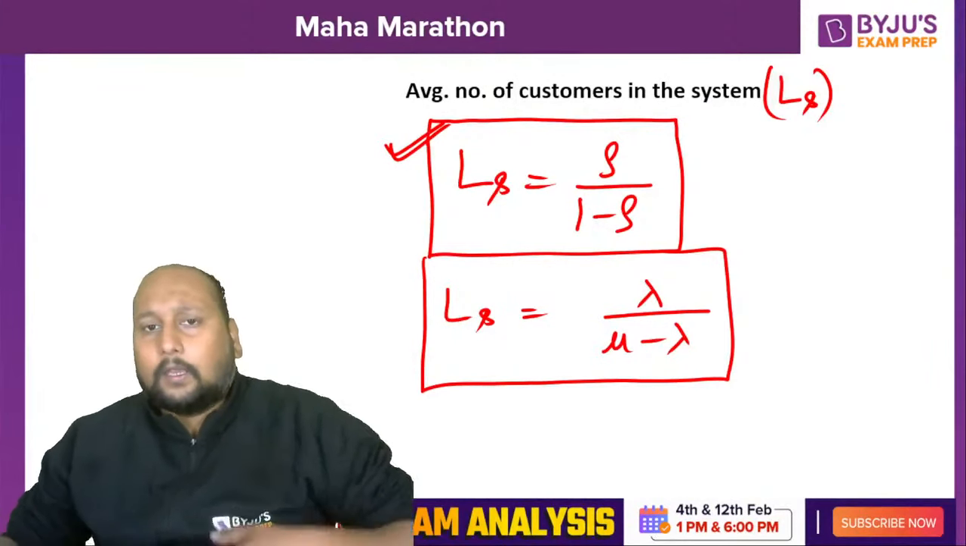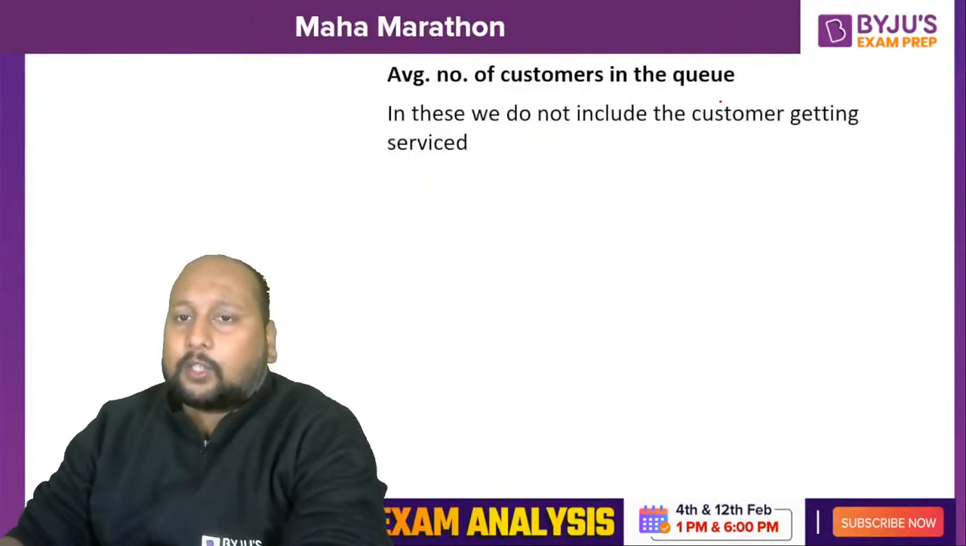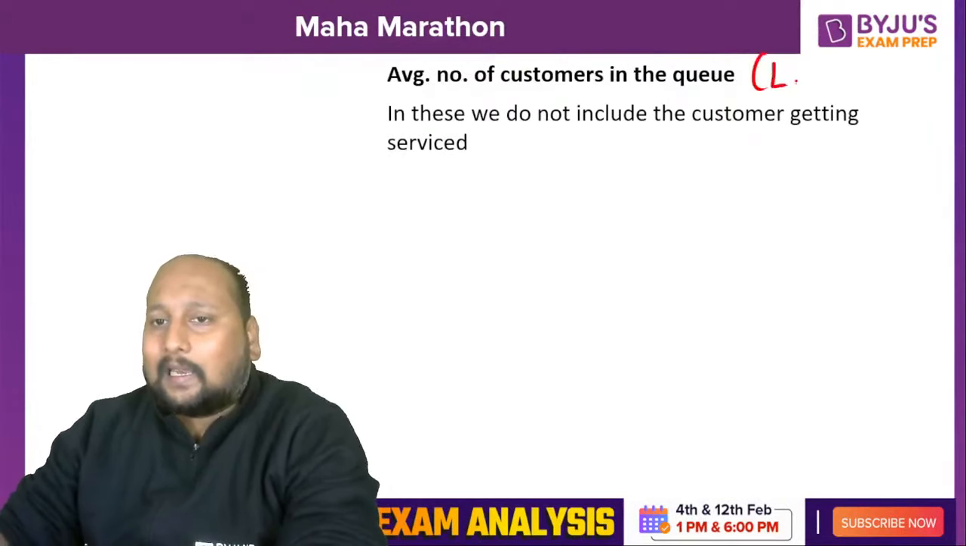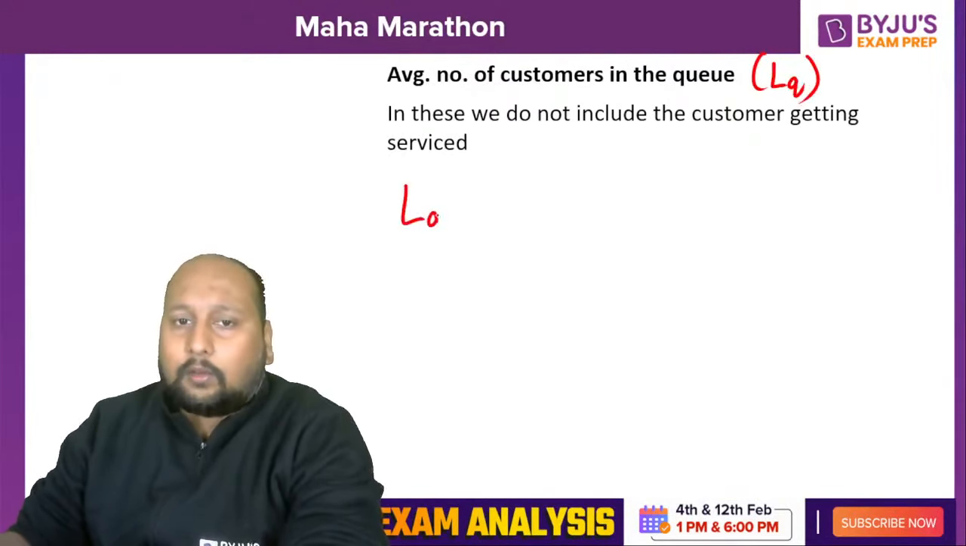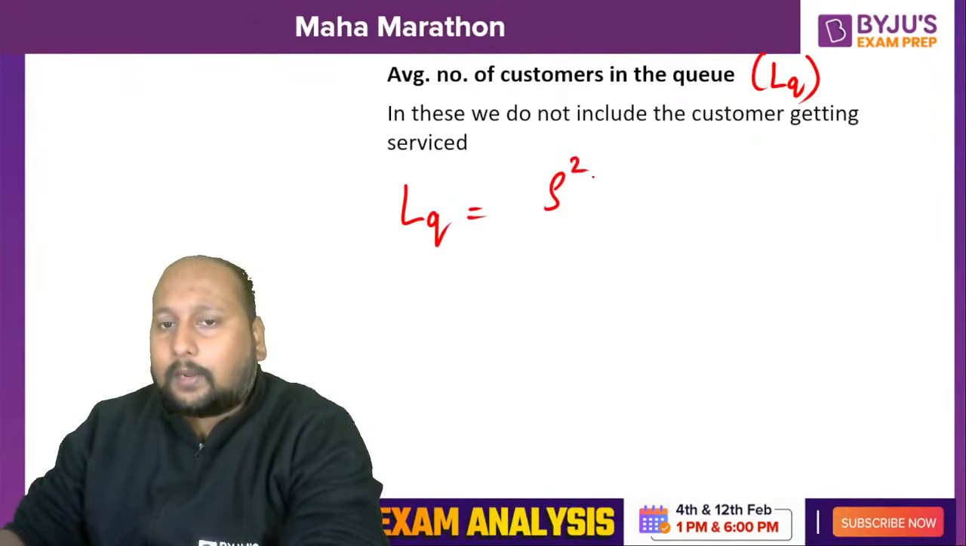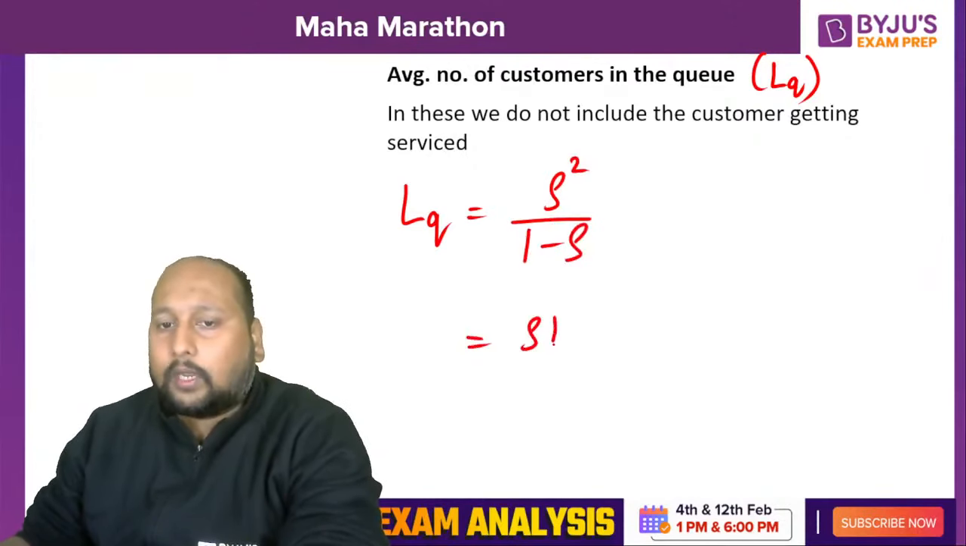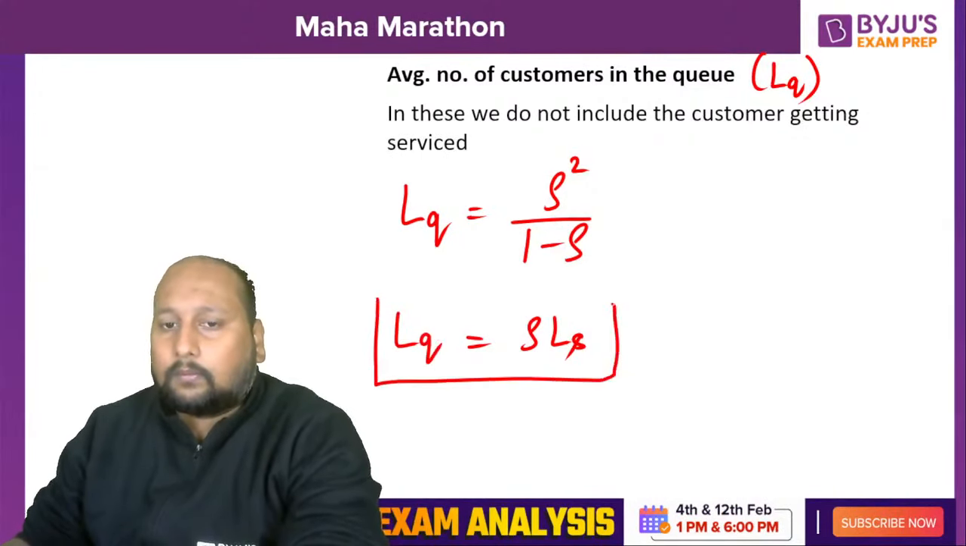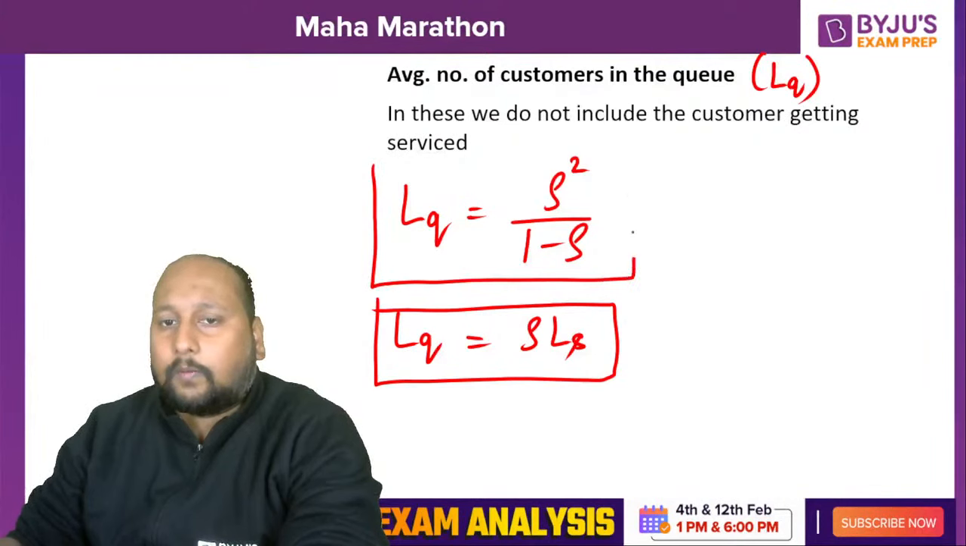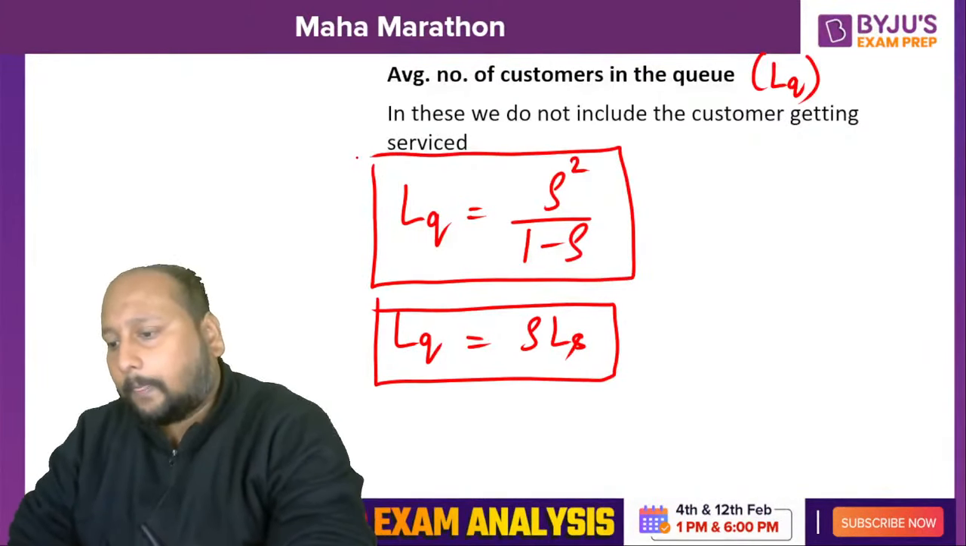Okay, fine. If I talk about the average number of customers in the queue, which we denote as LQ, so LQ is equal to rho square upon 1 minus rho, or I can say this is equal to rho into the length of the system. Okay, we can calculate by any of these formulations.